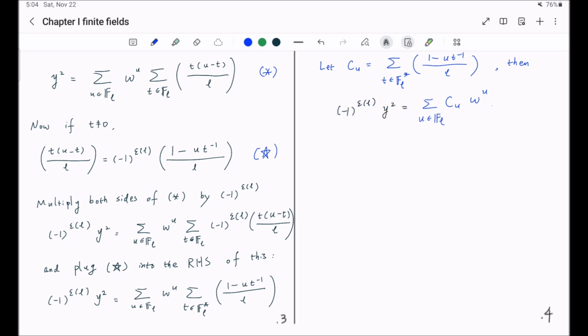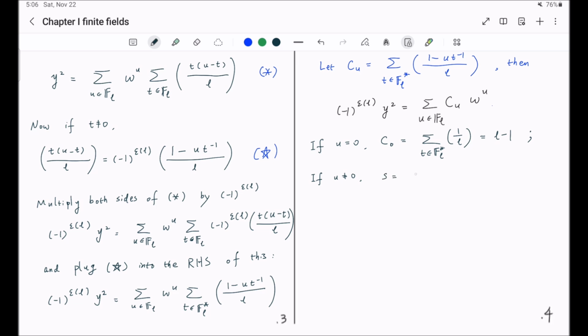And now let's look at the right-hand side of this equation. The terms on the right-hand side can be divided into two cases. If u is equal to 0, then what is C0? C0, by definition over here, will just be the sum of all (t over L) for t in FL star. And how many t's are there? There are precisely L minus 1 t's. And each (t over L), remember by our computation in the previous section, is equal to 1. So this is just L minus 1.